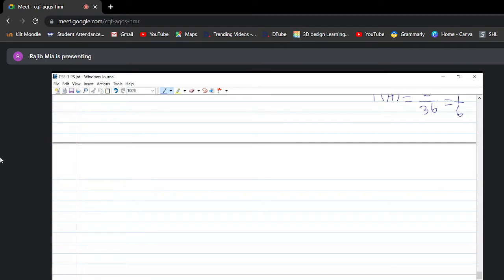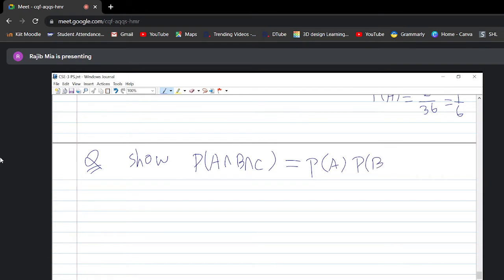Now on relation here, for any three events A, B, and C, probability of A intersection B intersection C equals probability of A into probability of B by A into probability of C by A intersection B.